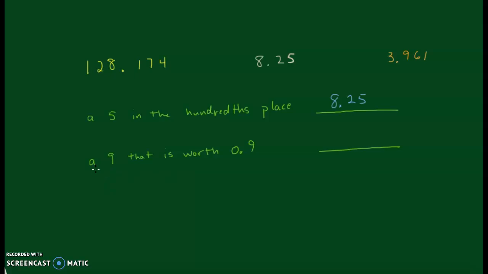Then the next one says a 9 that is worth 9/10. I know I'm done with this one. Here, the tenths place that has a 1, and this number, the tenths place, has a 9. So 3 and 961 thousandths has a 9 that is worth 9/10.